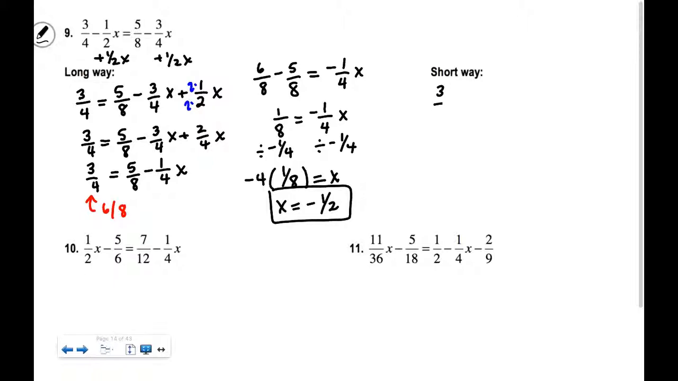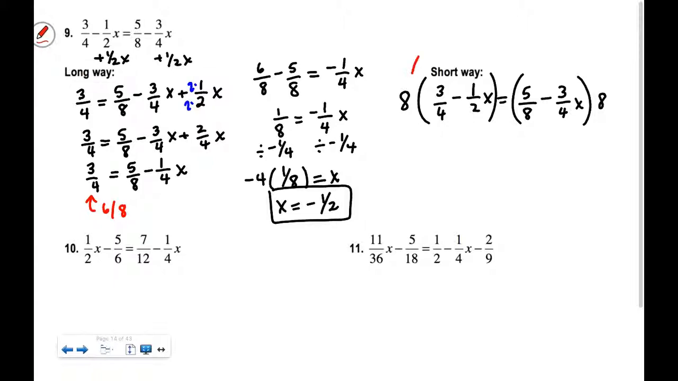So I'm starting with my 3/4, or sorry, I keep writing the x where it's not. So 3/4 minus 1/2 x equals 5/8 minus 3/4 x. And I'm going to multiply the left-hand side by 8, and I'm going to multiply the right-hand side by 8. So we're multiplying by the least common denominator. If you want to write yourself a little note, multiply by the least common denominator. So when we do this, we're going to clear our fractions.